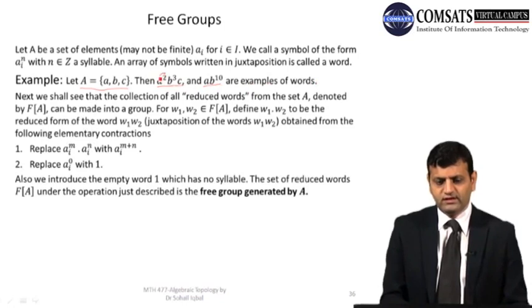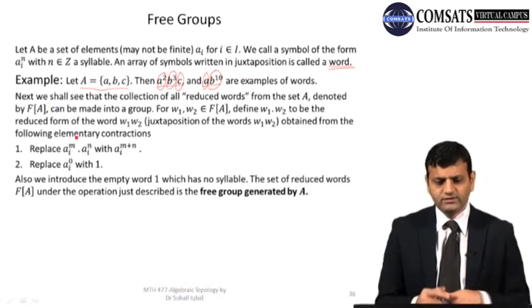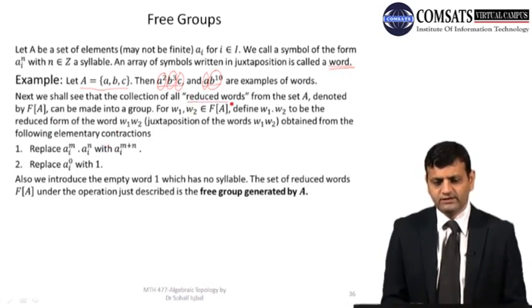So in this case, a squared is a syllable, b cubed is a syllable, c is a syllable. We multiply these three syllables to form a word. Similarly, a is a syllable, b raised to power 10 is a syllable, and we multiply them to get a word. So next we shall see the collection of all reduced words. So what is a reduced word? We shall define it in the following way.